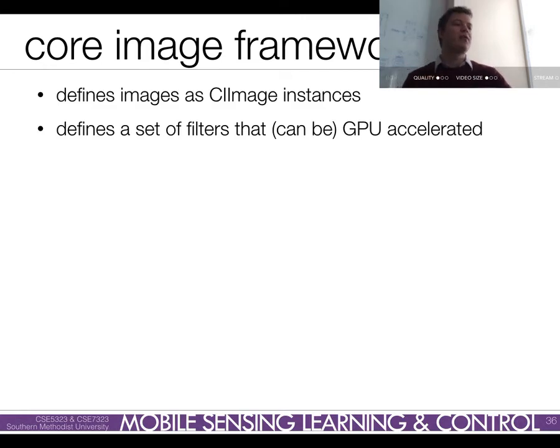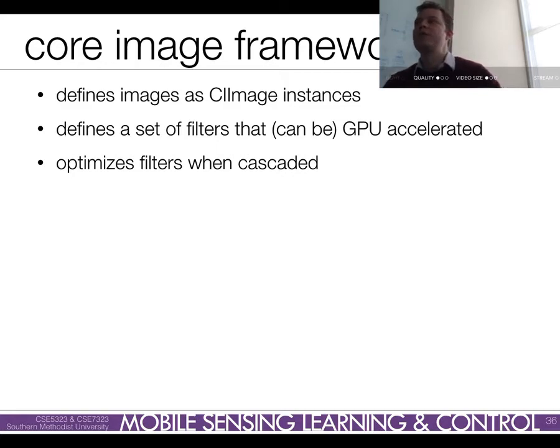It also defines a set of filters that can be GPU accelerated. So these are filters that can run on the image processing chip that's inside of the phone. They don't have to be run on that, right? If this is not a real-time framework, you can have the CPU do it. No problem.